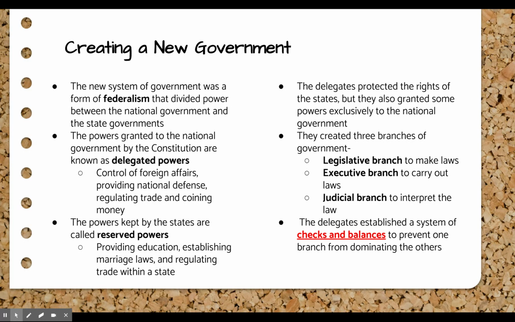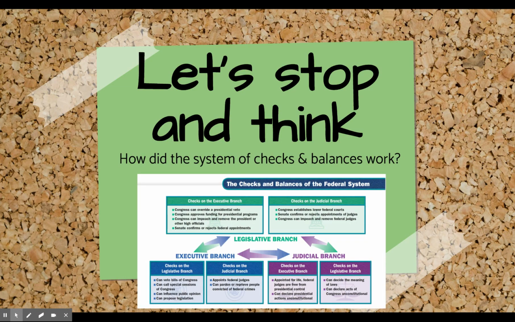The delegates established a system of checks and balances to prevent one branch from dominating the others. And so I'll give you a few examples of those coming up. So let's stop and think. How did the system of checks and balances work?